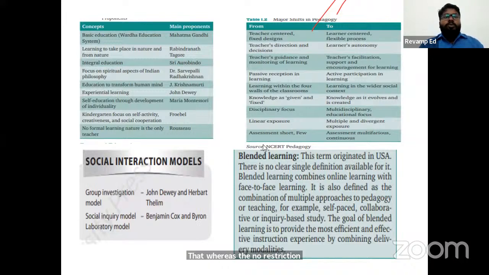Similarly, you have different people who gave their ideas. You have Sarvapalli Radhakrishnan, Sri Aurobindo, Jiddu Krishnamurti, John Dewey, Maria Montessori. Montessori is very famous for self-education through development of individuality. It is basically for kids who learn with toys. You might have seen some cubes which they arrange, and some games they play through that. Then there are Froebel and Rousseau.